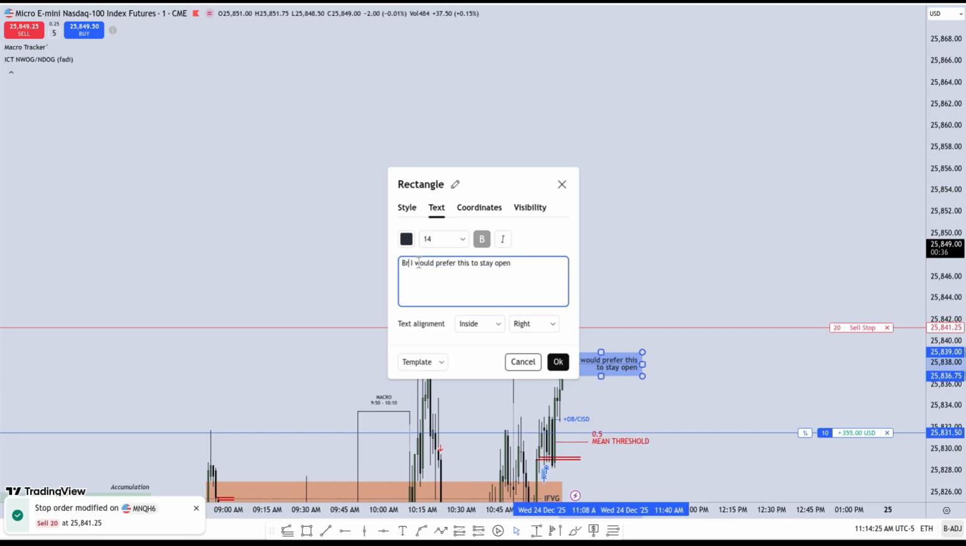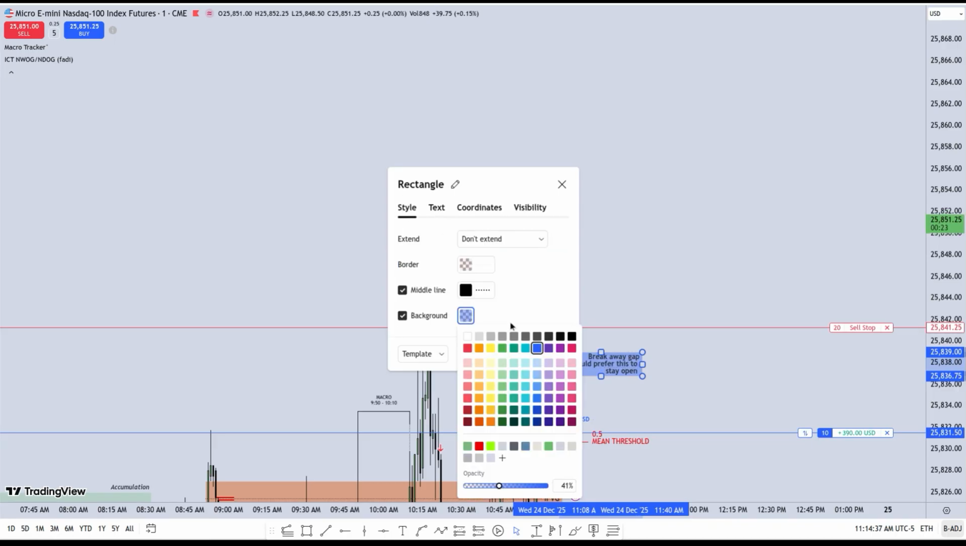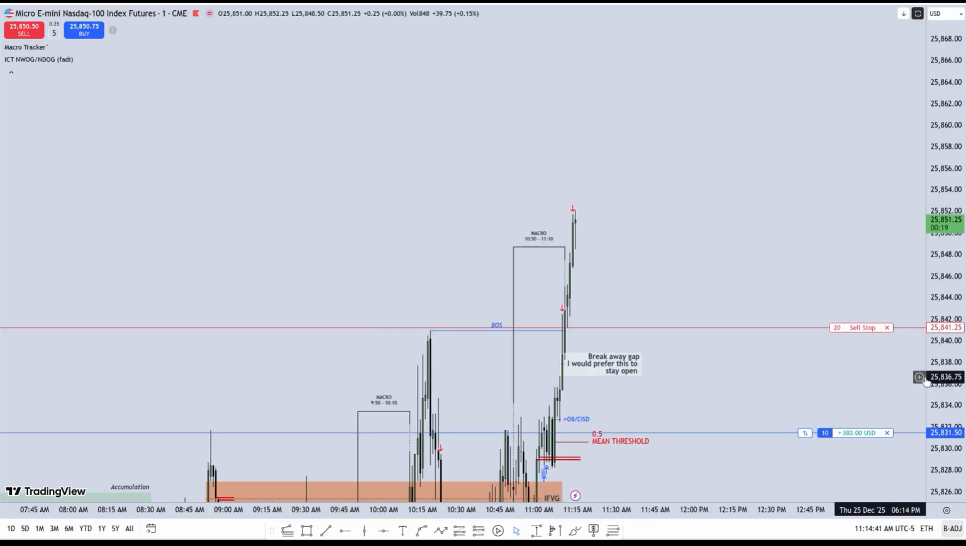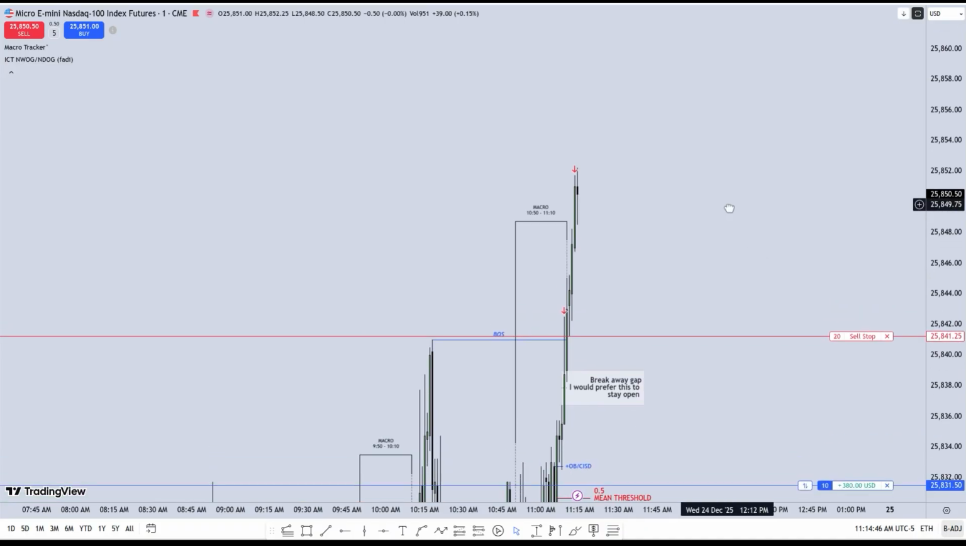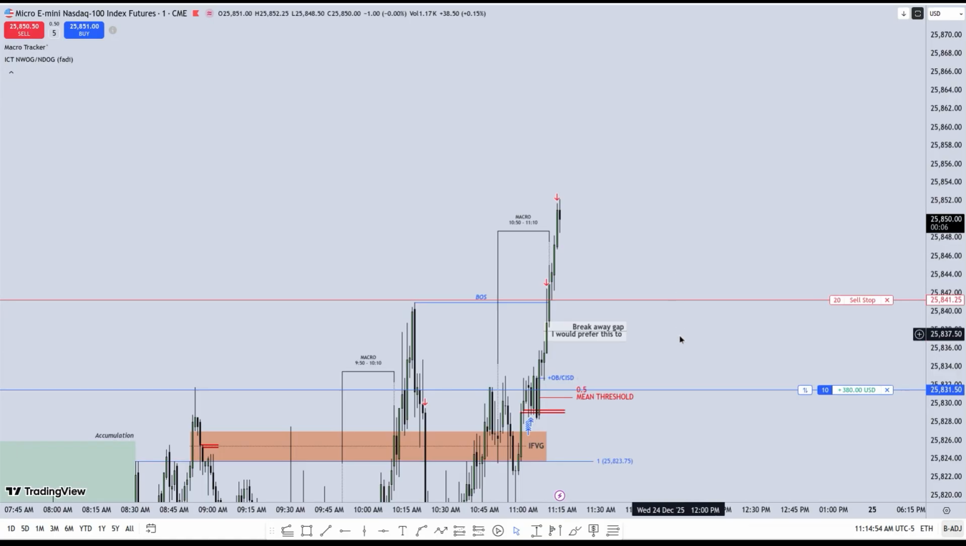So that worked as I anticipated. That's a breakaway gap. I prefer that to have stayed open. Okay, just like that. And I'm looking to close and manage the remaining 10 contracts. I want something like $400.